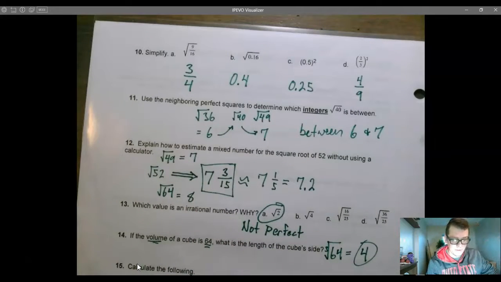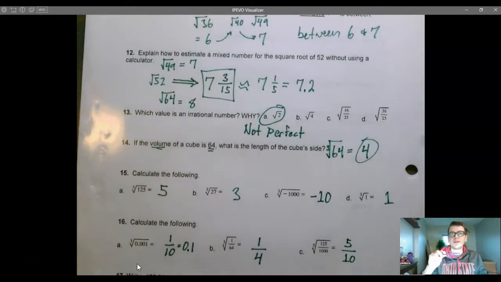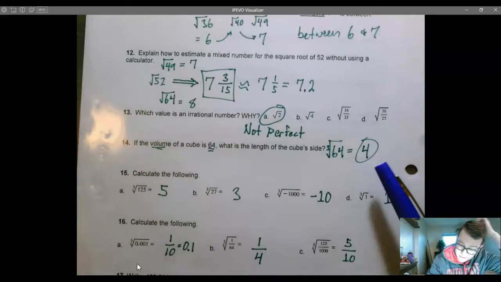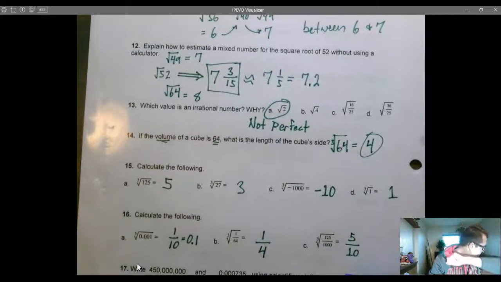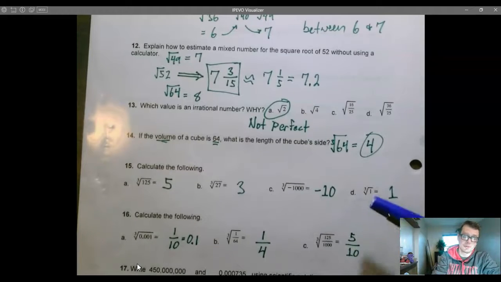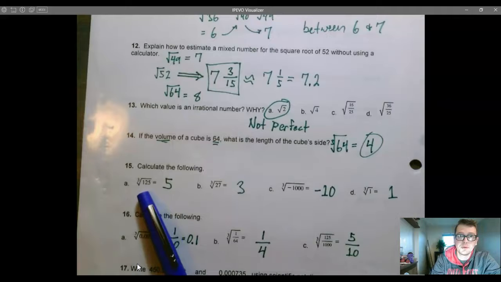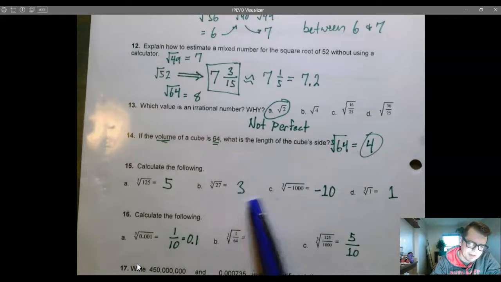13 is pretty straightforward. Which of those is not a perfect square or comes out to be irrational? Volume of a cube would be length times width times height, right? So that would be 3 dimensions. So we would have to take the cube root of 64, giving us 3. This gets on into our powers of 3 in 15 and 16. Excuse me, powers of 3 or cube rooting. So again, just what number times itself would make 125. That's 5. Cube root of 27 is 3.